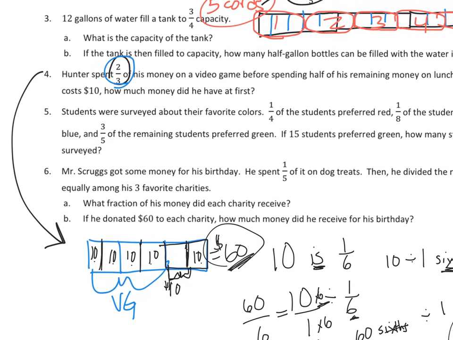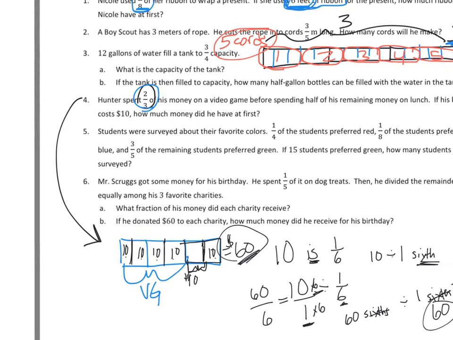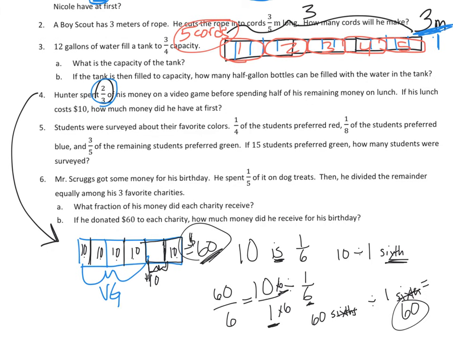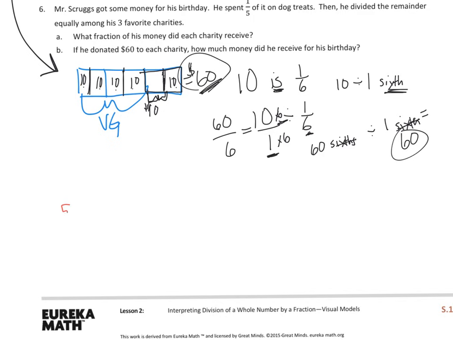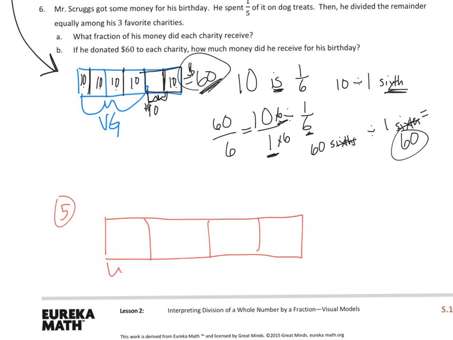Let's take a look at 5. I'm going to zoom out quick, and it says, students were surveyed about their favorite colors. 1/4 of the students preferred red, 1/8 of the students preferred blue, and 3/5 of the remaining students preferred green. If 15 students preferred green, how many students were surveyed? So the first thing I want to do is come down here to a blank spot, so I got some place to draw. And initially it said 1/4. So I'm going to draw a big tape because I'm going to get some numbers drawn in here. So 1/4 of the students preferred red. That works out good.